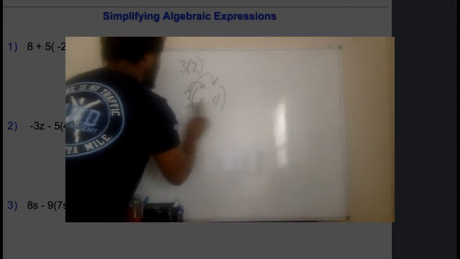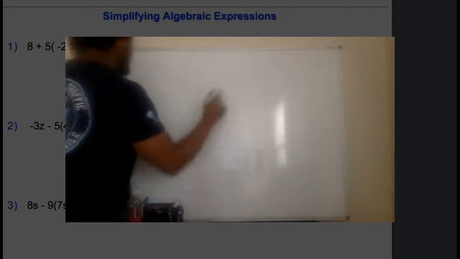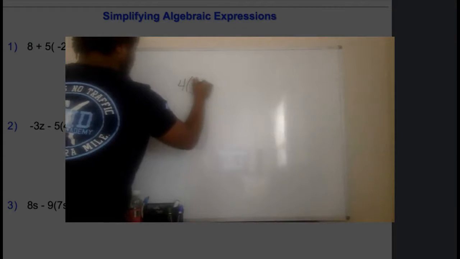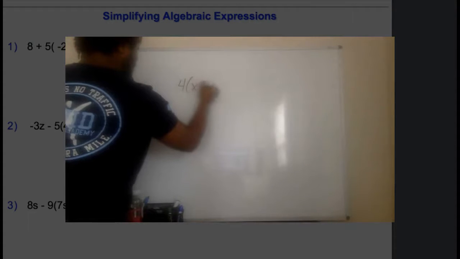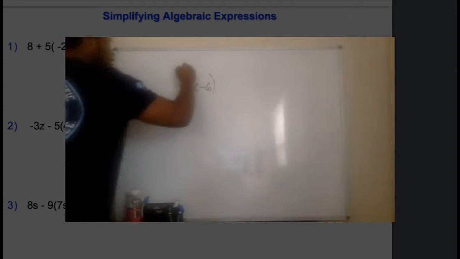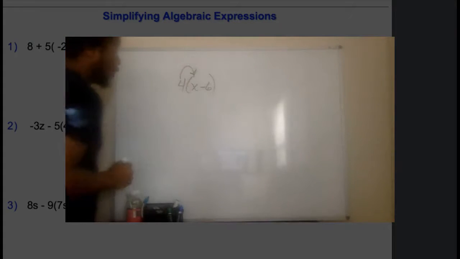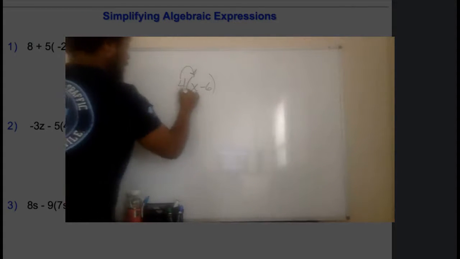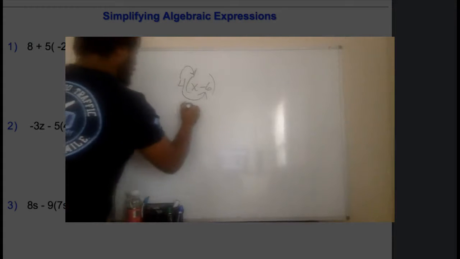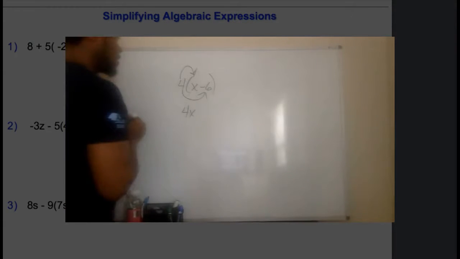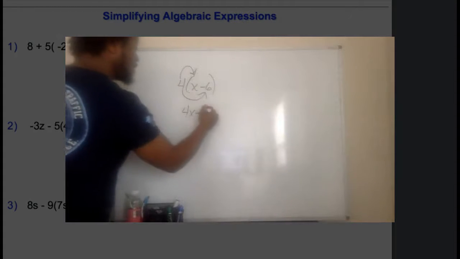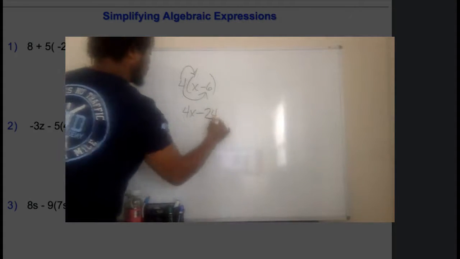Let's try another one. Let's do 4 parentheses, x minus 6. All right? So we're going to distribute. That means we're going to do 4 times x and then 4 times a negative 6. Well, 4 times x is going to give you 4x. 4 times a negative 6 gives you negative 24.